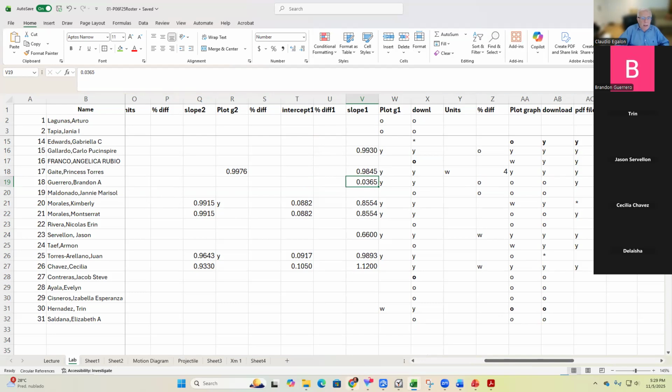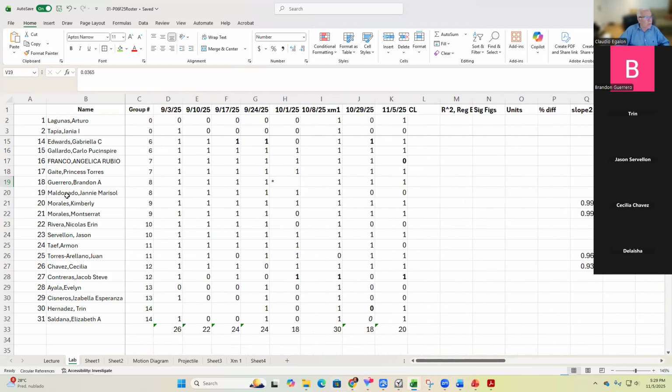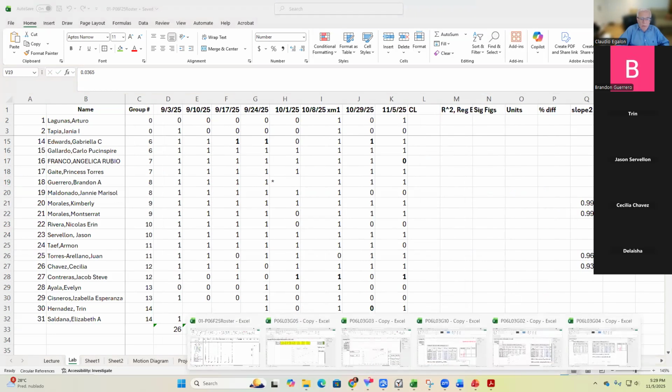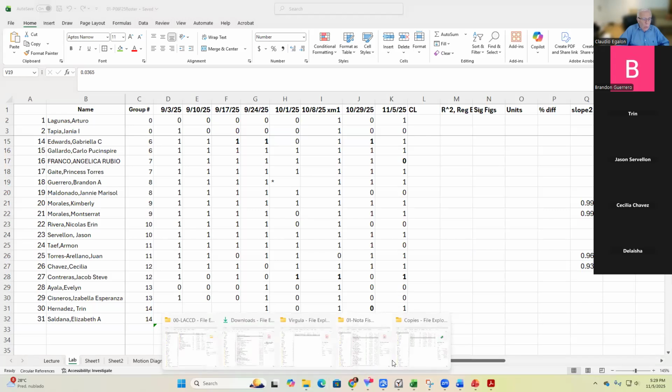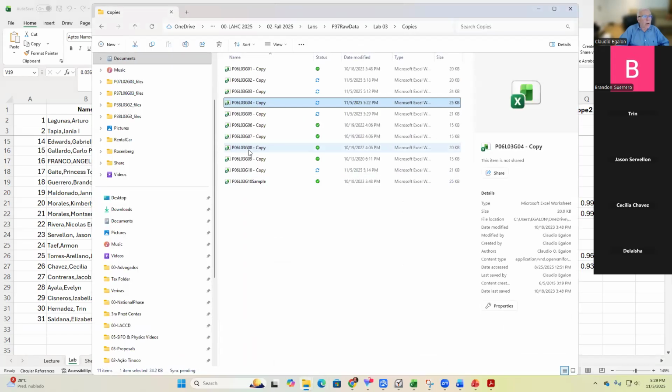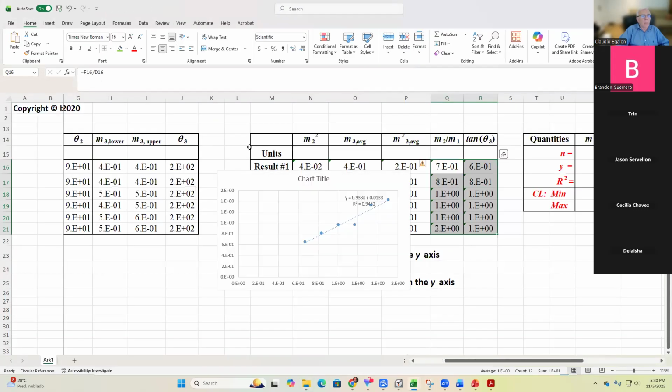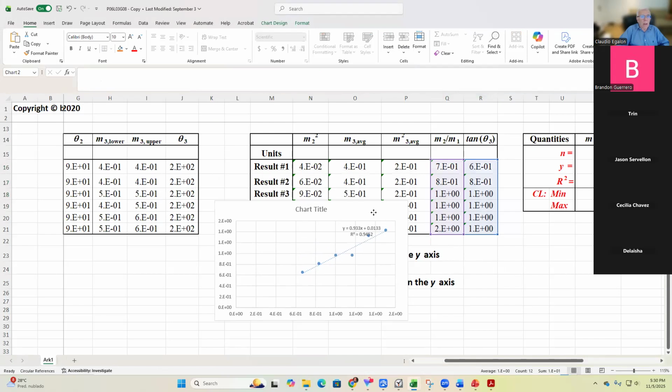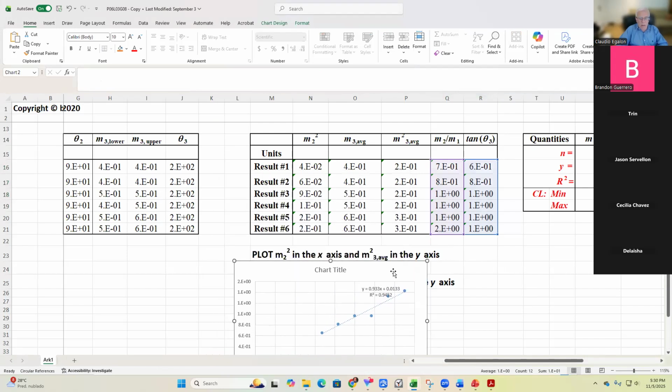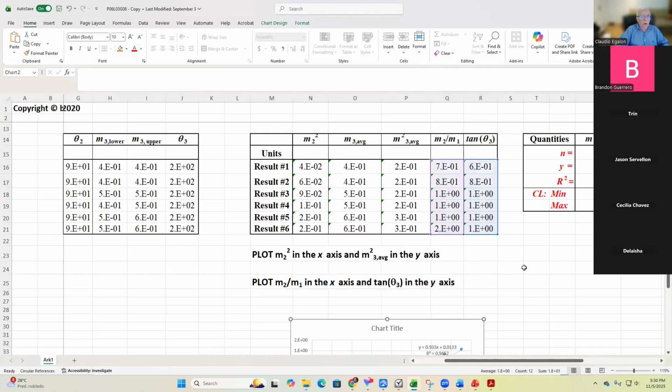Okay. Let's see what's going on here. Your group number 8, right? Yeah. Let's see, group number 8. If I have 8 here. Group number 8. Okay, and that's the second graph. Okay, the first graph is this one.